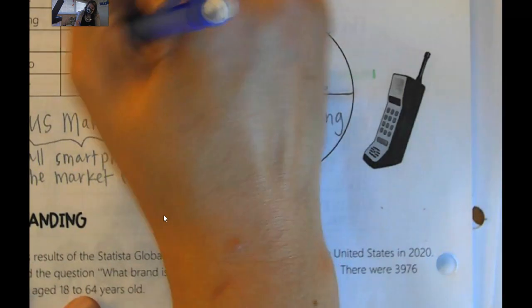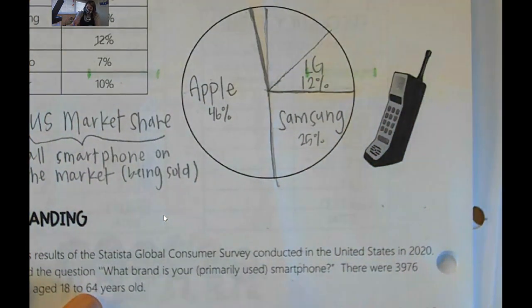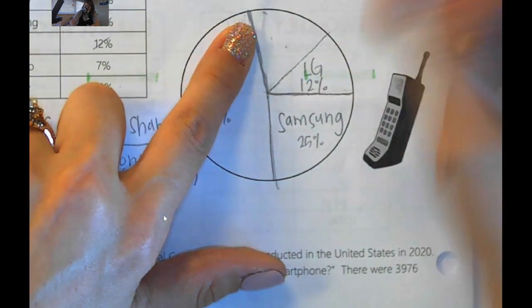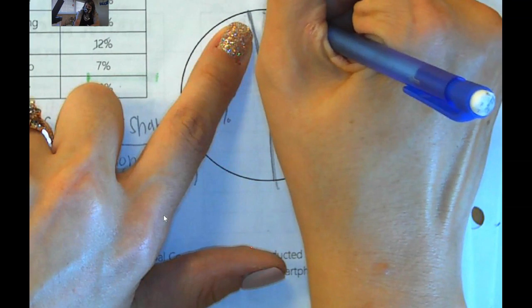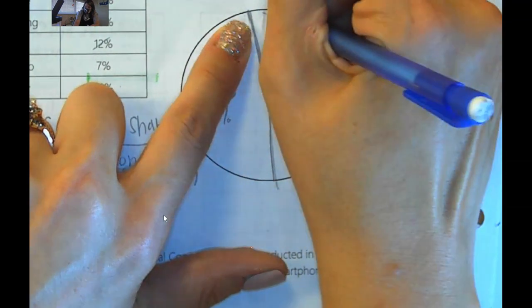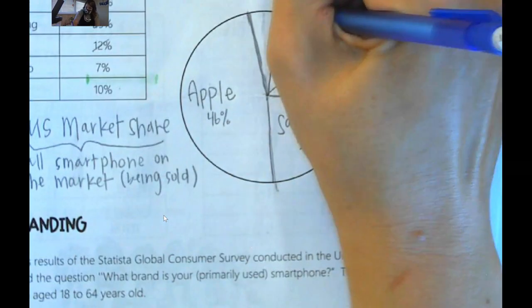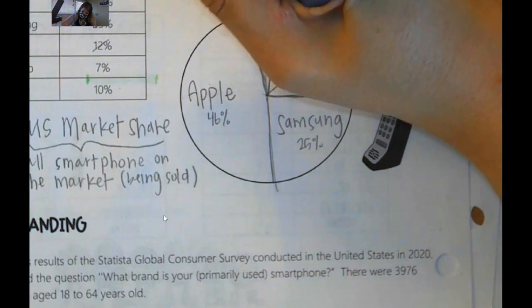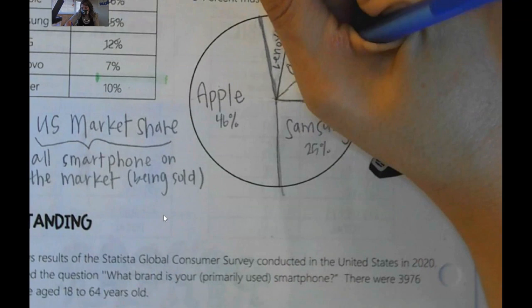So what do we have? 46, 25, 12. We need one that's 7. Well, this little sliver was 4. So I'm just going to add a little bit onto that and call it 7. And then that means my last chunk is other.